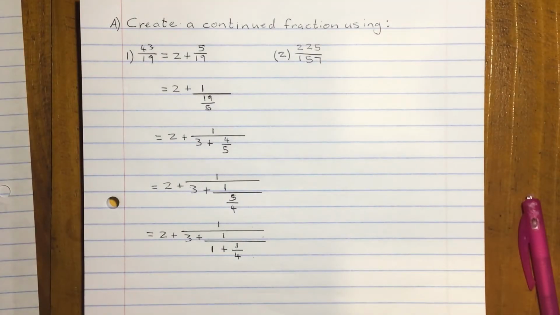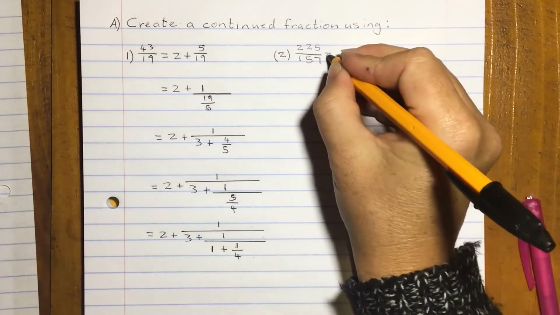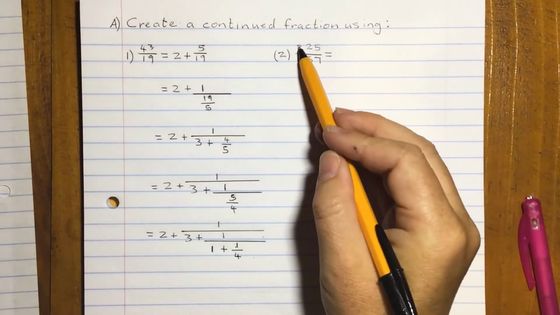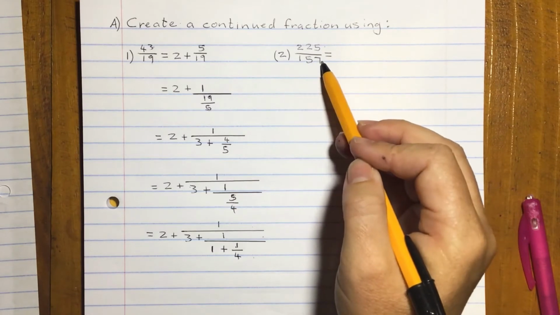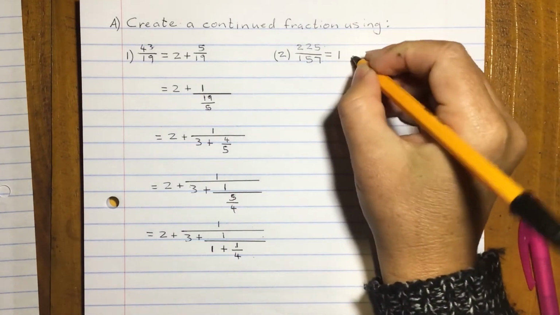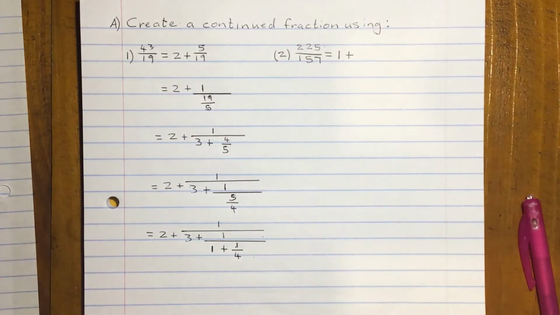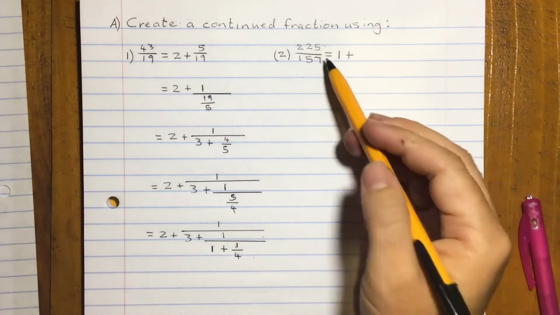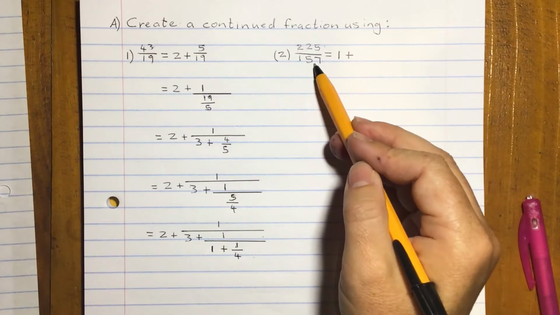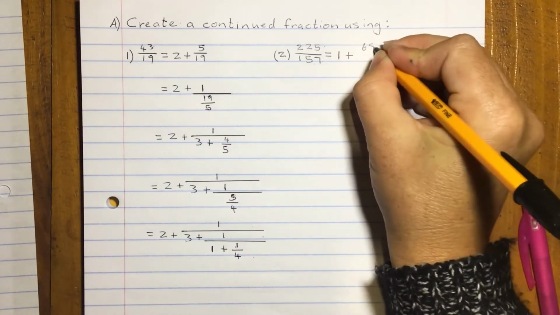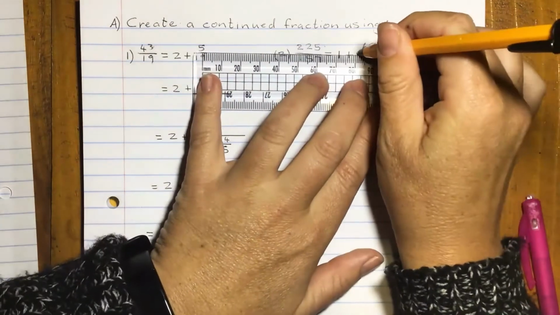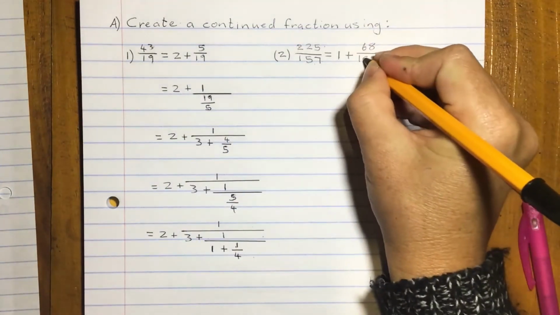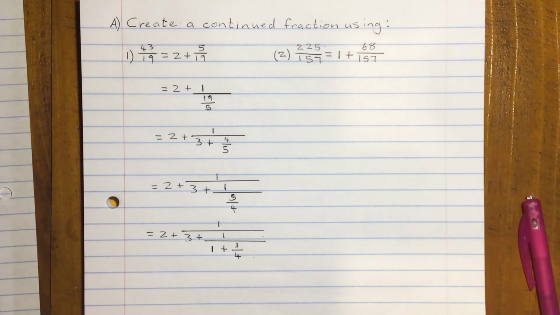Here you will definitely need your calculator. So on your calculator, 225 divided by 157 will give you 1. Now you need to work out the remainder. So 225 minus 157 should give you 68, and that will be over 157. So can we continue this fraction? What do you think we need to do next to continue the fraction?